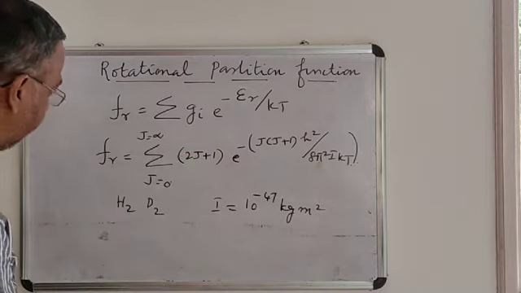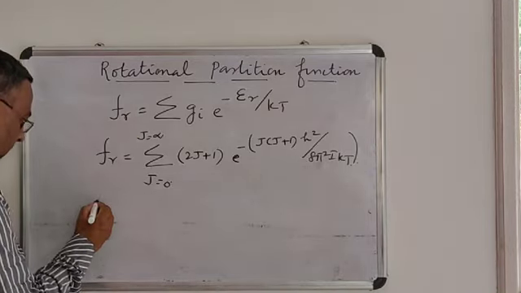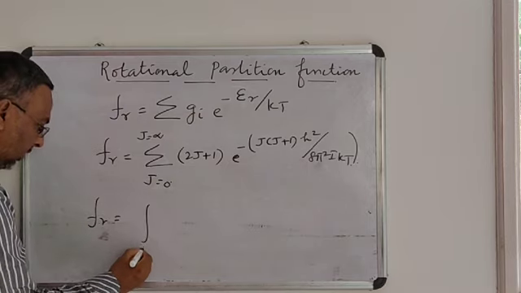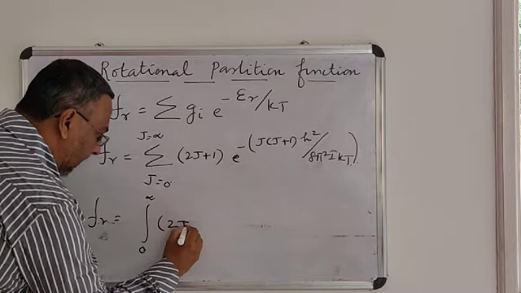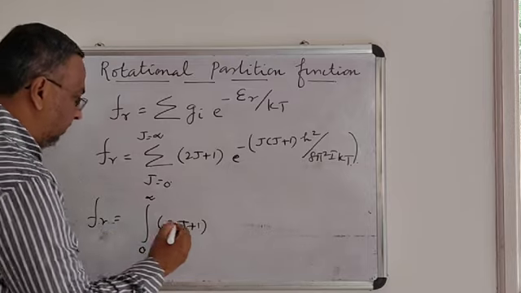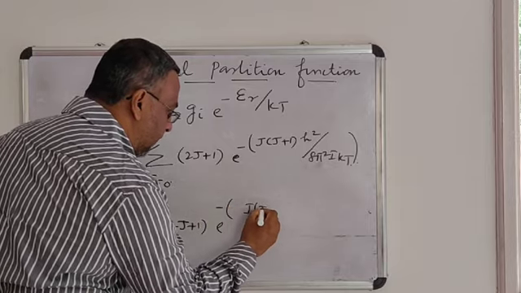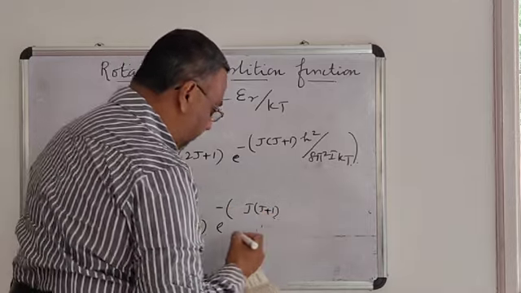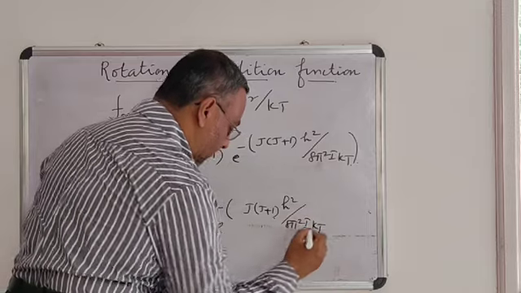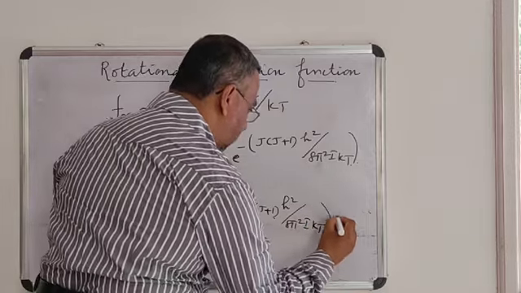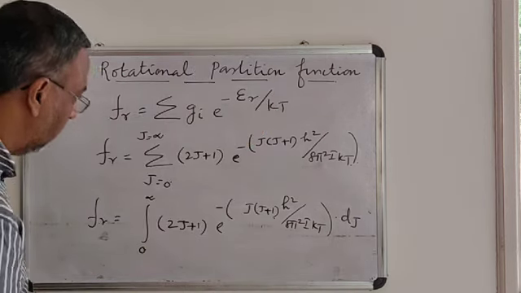On integrating this equation from rotational level 0 up to infinity, we have 2J plus 1 into e power minus J into J plus 1 h square divided by 8 pi square I kT, into dJ.